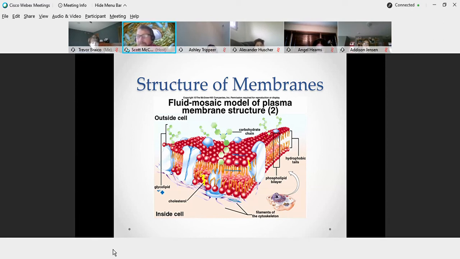Got it? Okay, so you notice these blue guys. These blue guys are proteins. And there's a whole bunch of different types of proteins.